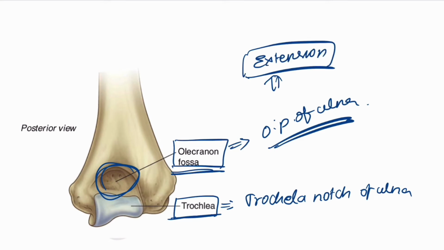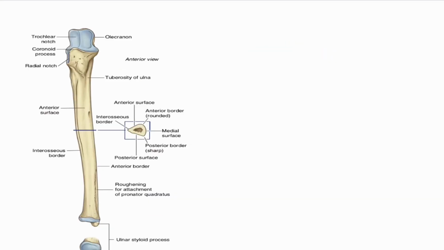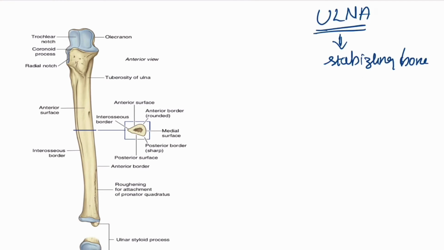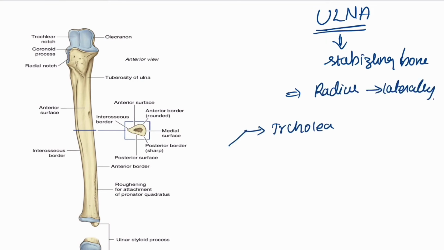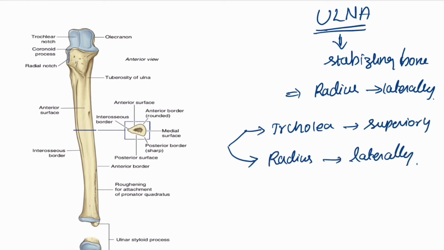Now let us look at the ulna. And this is the ulna here. Ulna is the stabilizing bone of the forearm, and it has the radius laterally. This ulna articulates with the trochlea superiorly and the radius laterally. And it has a few processes. Now let us look at them.